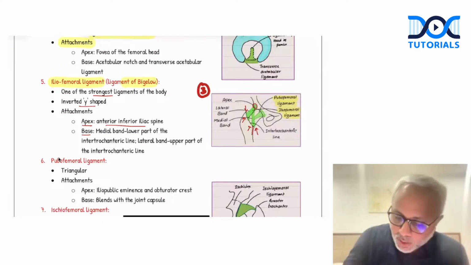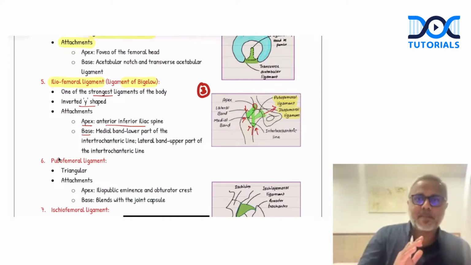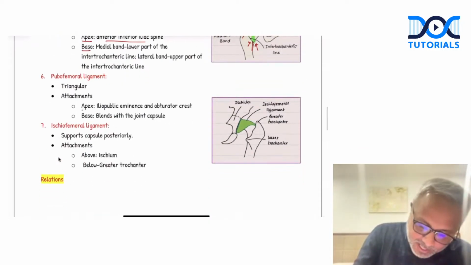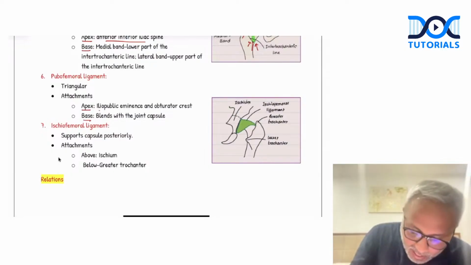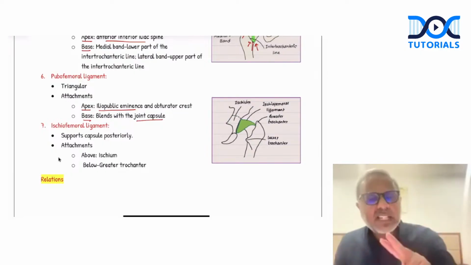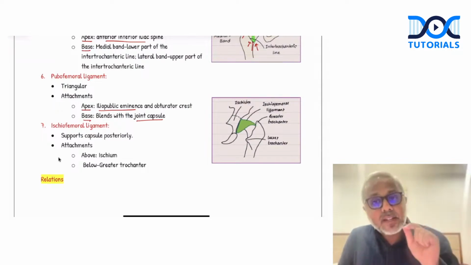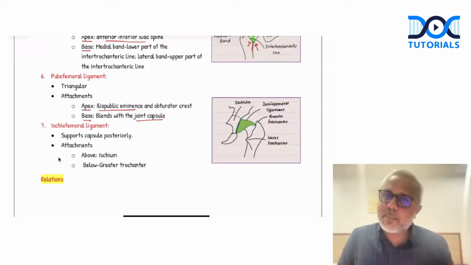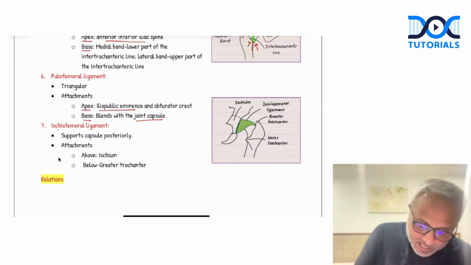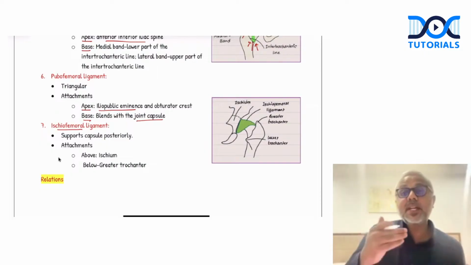Within this diagram, you can also show one more important ligament, which is pubofemoral. As the name suggests, pubis to the femur, right? So pubofemoral ligament has an apex and a base, arises from iliopubic eminence, blends with the joint capsule. So at least two lines about each of the ligament we need to mention, right? And invariably, this has to be about the attachments, right? Done. The last ligament is ischiofemoral. As the name suggests, this is present in the back of the hip joint.